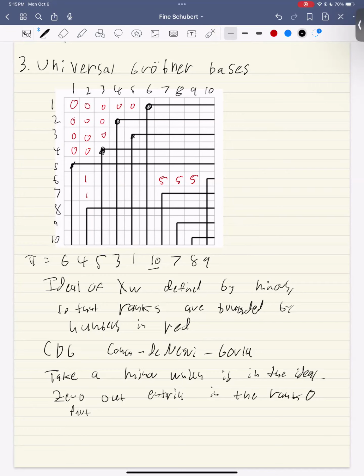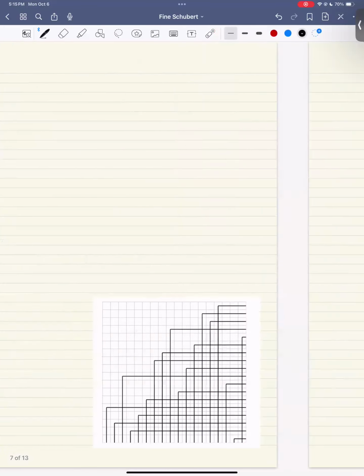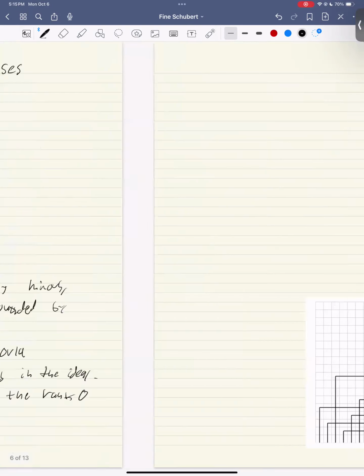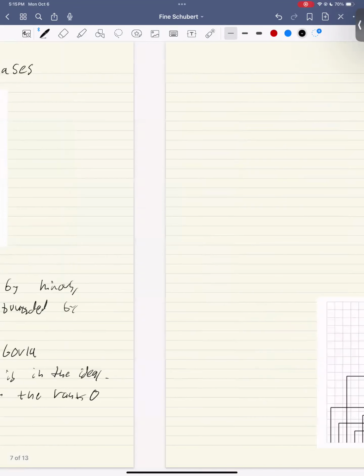So we then modify these generators a little bit more. Okay, so here it is. We define a set that we call RW, which we will show, in some settings, is a universal Groebner basis for the ideal of XW. It's based on taking the CDG generators and then doing some operation which we call merging.